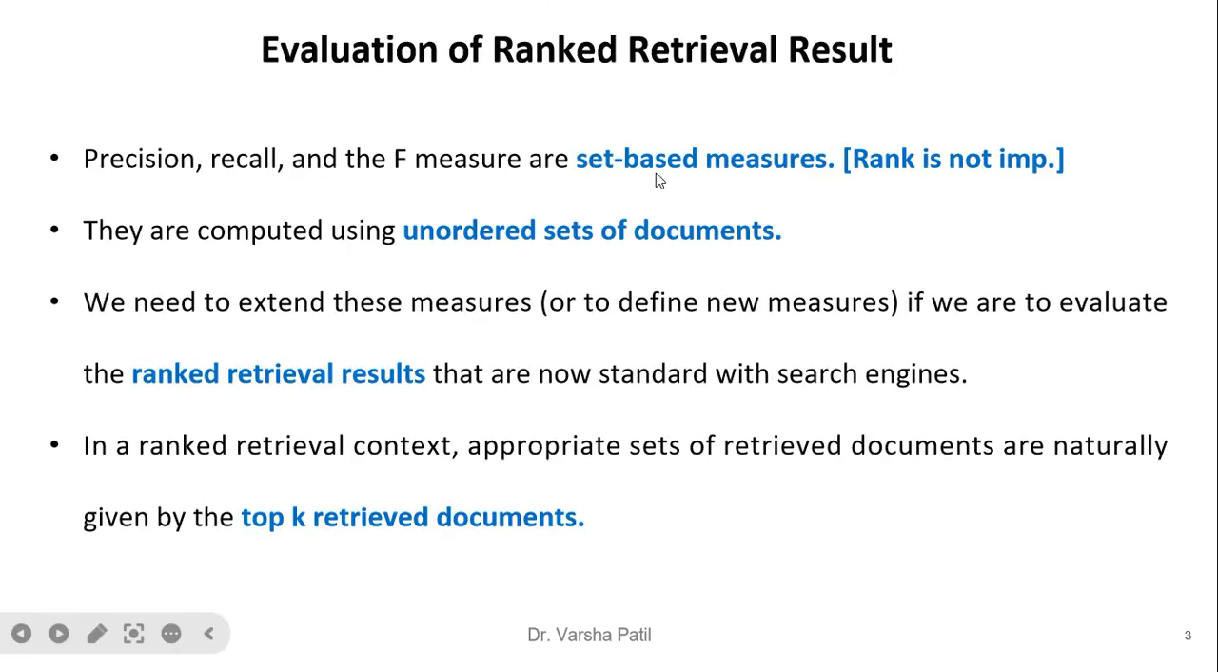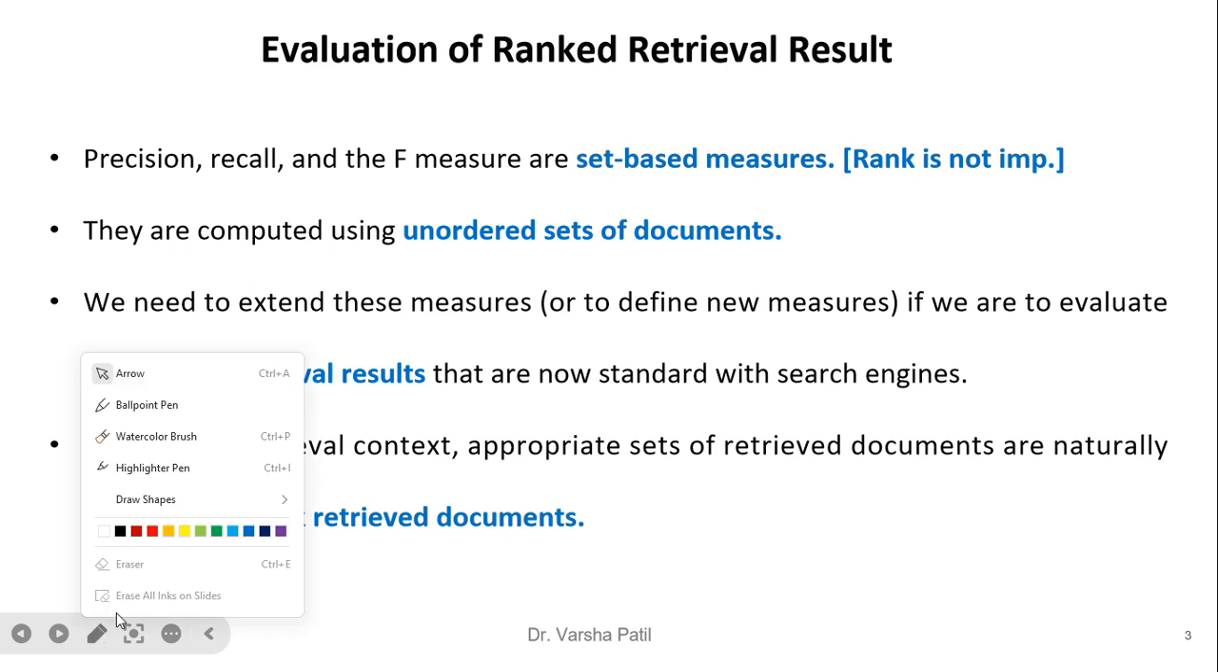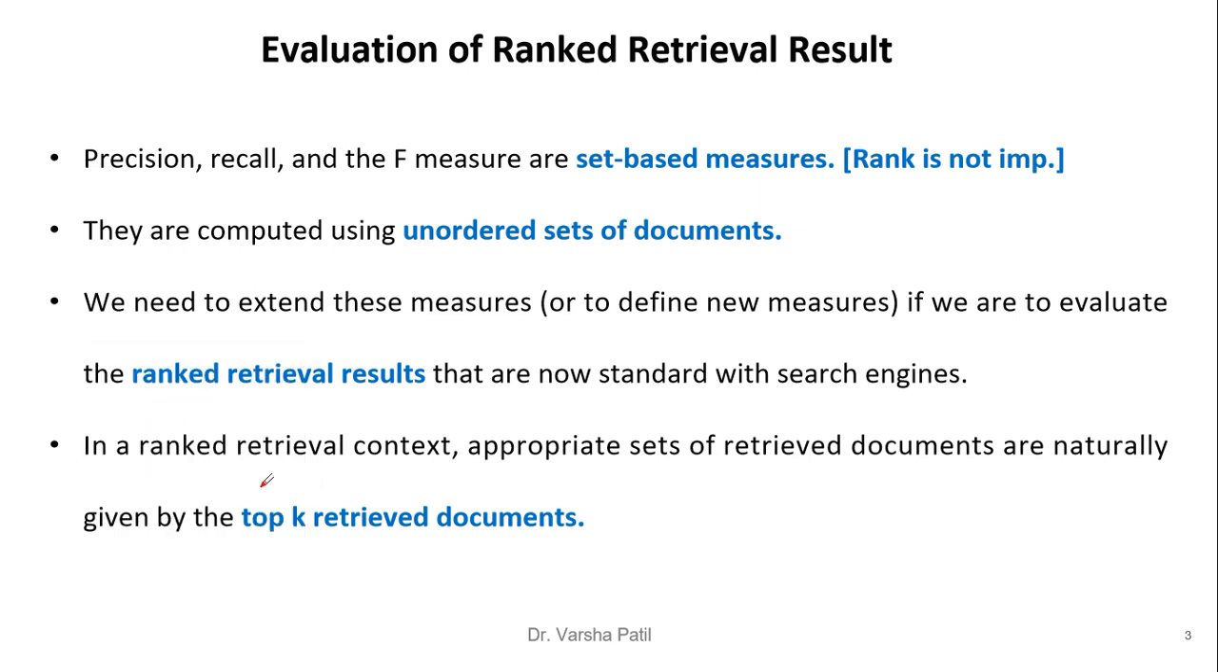Precision, recall and F measures are set-based measures which are used in unranked retrieval. Their rank is not important. They are computed using an unordered set of documents. Now we want to extend these measures for ranked retrieval. Appropriate sets of retrieved documents are naturally given by the top K retrieved documents. So this is very important. Here we are considering the top K retrieved documents which are most relevant.